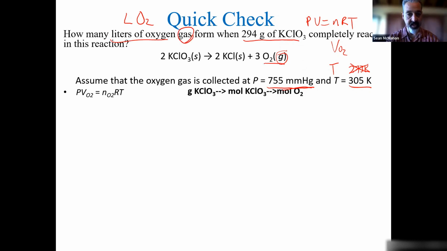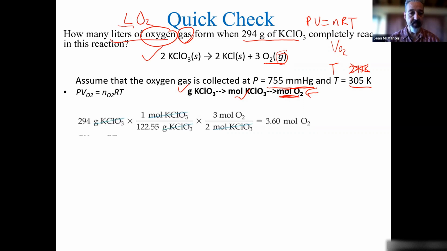So I'm first going to use my stoich and convert. I have a balanced equation: convert the given units to moles, then convert the given moles to the moles I want. I want oxygen. Obviously, I want liters, but I'm first going to at least get moles. And I can't go directly to 22.4 liters because it's not at STP. So I convert the 294 grams of potassium chlorate using the molar mass. There's 122.55 grams potassium chlorate per 1 mole.